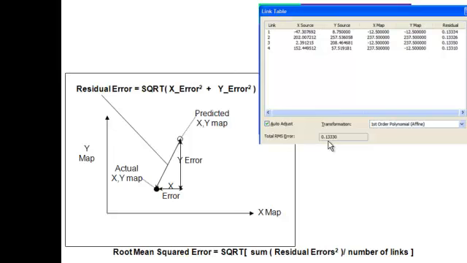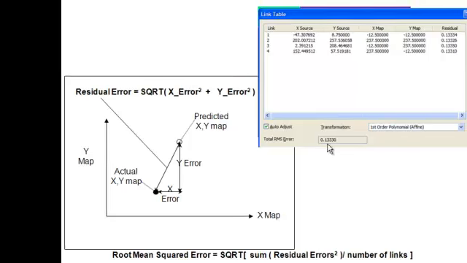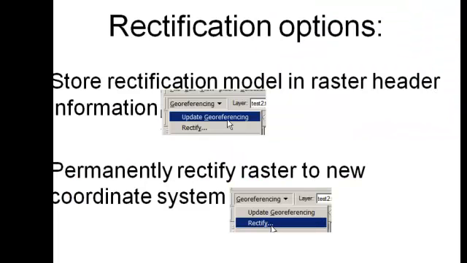Typically your agency will have some guidelines when you do georeferencing. For example, you need to use at least 10 links and the total root mean squared error has to be less than or equal to half a pixel or something like that. Once we have a satisfactory model, where the root mean squared error is satisfactory and we have enough links scattered throughout our image, we have 2 options.